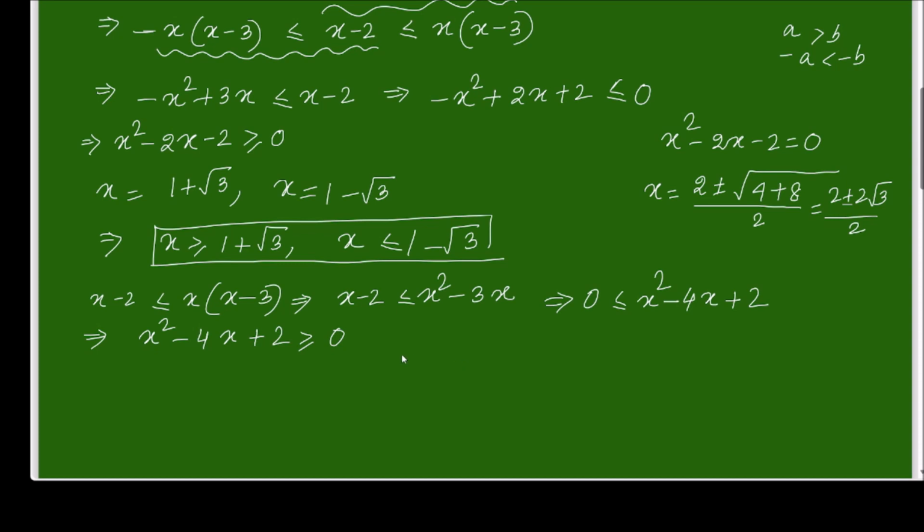0. So here again I'll apply the quadratic formula. x square minus 4x plus 2 is 0. x is equal to how much? 4 plus minus the square root of 16 minus 8, upon 2. So I am getting 8, so it will be how much? 2 plus 2 root 2.